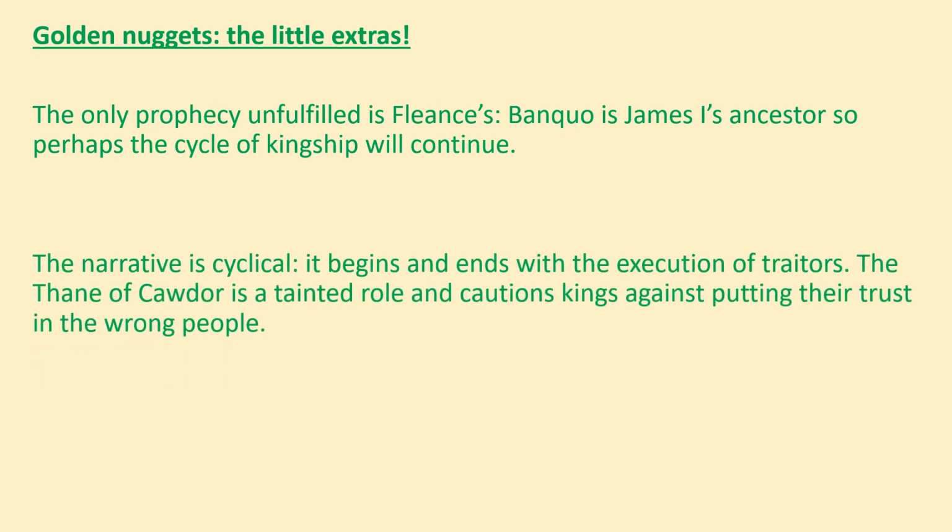My second idea is that the narrative is cyclical. It begins and ends with the execution of traitors. The Thane of Cawdor perhaps is a tainted role, and maybe Shakespeare could be cautioning kings or rulers generally against putting their trust in the wrong people, because actually that was what led to Duncan's downfall. He wrongly trusted the first Thane of Cawdor, and then he wrongly trusted Macbeth. They all literally and metaphorically stabbed him in the back.